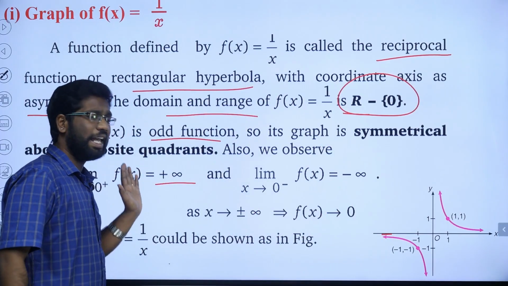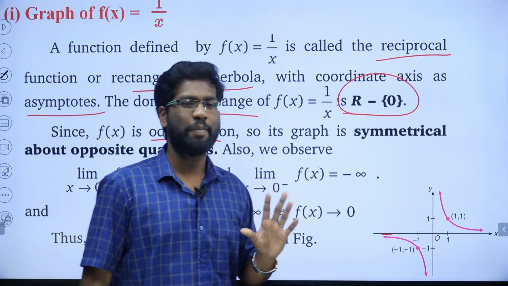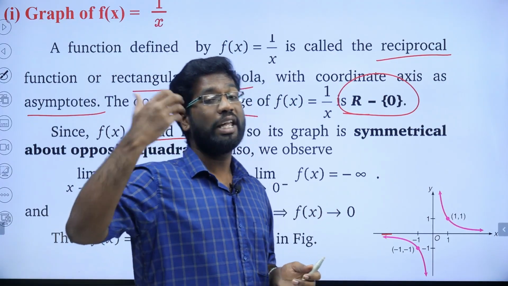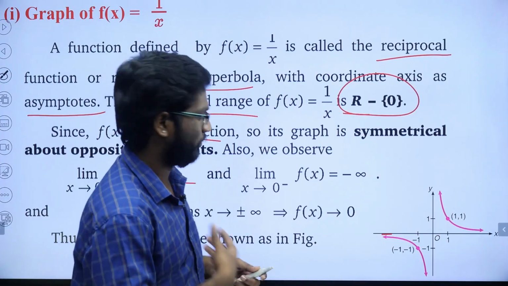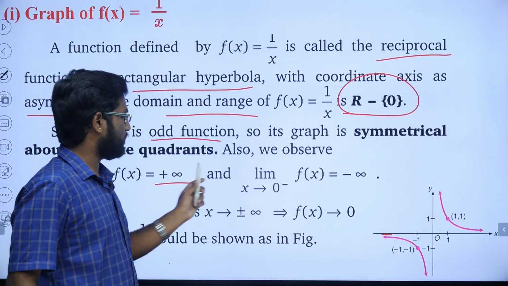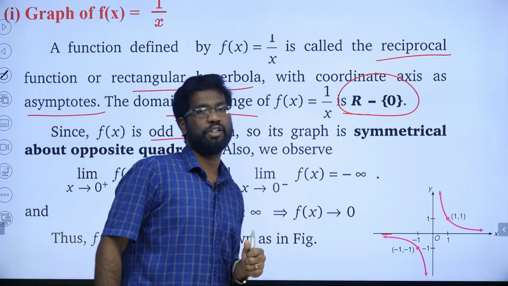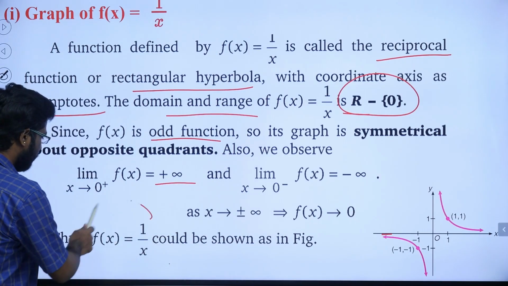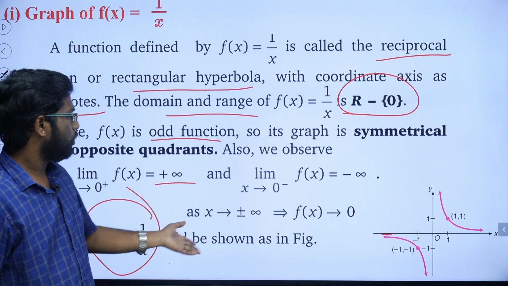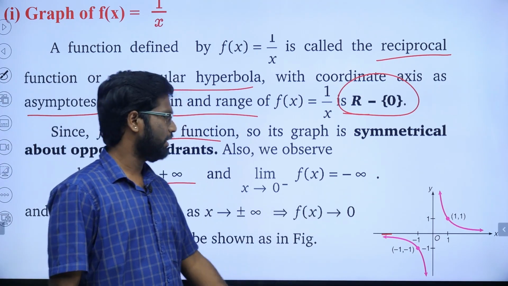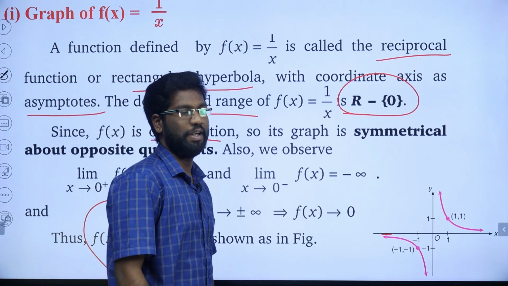Everything let me explain in the calculus topic, my dear students. At that time you will enjoy a lot, I am sure. As x tends to plus or minus infinity, which implies f of x tends to 0, my dear students. Okay. Thus, f of x equals 1 by x could be shown in the figure. These are the things I have explained to you, my dear students.